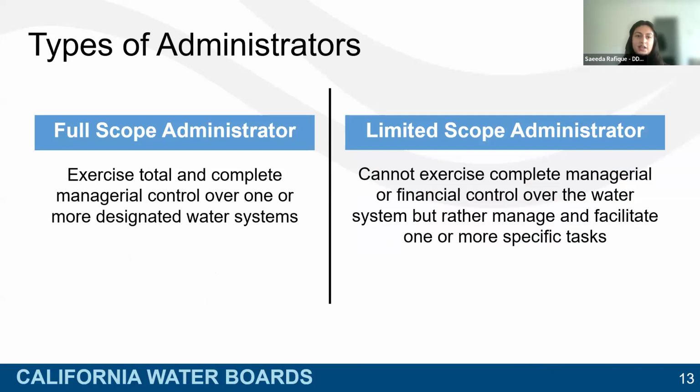So as I stated a few slides ago, there are two types of administrators: full scope and limited scope. A full scope administrator is authorized to exercise total and complete managerial control over one or more designated water systems. This includes distributing water bills, legal responsibilities, operating the water system, hosting public meetings, and developing improvement projects. A limited scope administrator does not have complete managerial or financial control over a water system. A limited scope administrator may manage one or more specific tasks. So for example, it can be an administrator who only manages a grant-funded project.